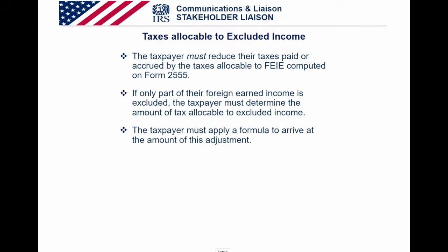And this reduction of foreign tax is reported on line 12 of the Form 1116. And the computation for line 12 is an off-the-form computation, meaning it's not shown in the body of the Form 1116. A schedule showing this computation should be attached to the tax return. And to compute the amount on line 12, the taxpayer must apply a formula to arrive at the amount of this adjustment. So let's take a look at the formula.